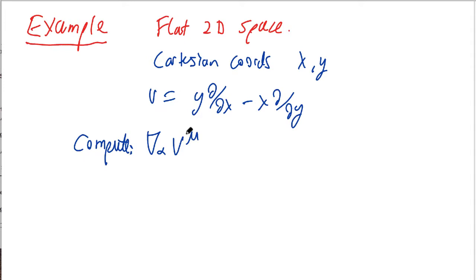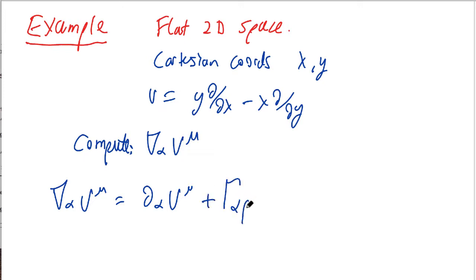And then we'll go back and redo the calculation using polar coordinates and see that we get precisely the same thing. All right, so what is the covariant derivative? It's the ordinary derivative, partial alpha of v mu, plus Christoffel symbols, gamma alpha beta mu, v beta. And here v mu are the components of this vector field. The x component, or the 1 component, is y, and the y component, or the 2 component, is minus x.